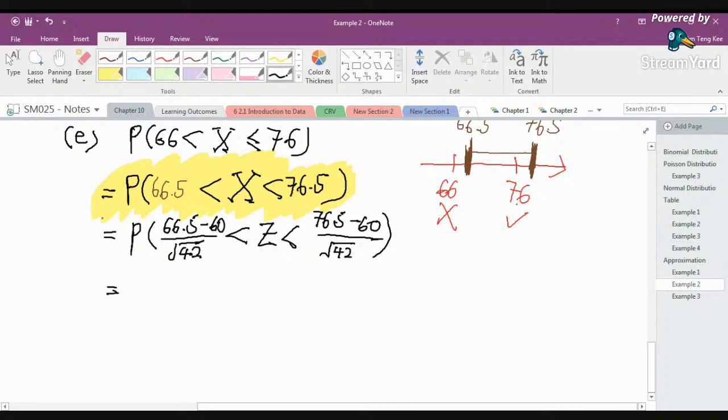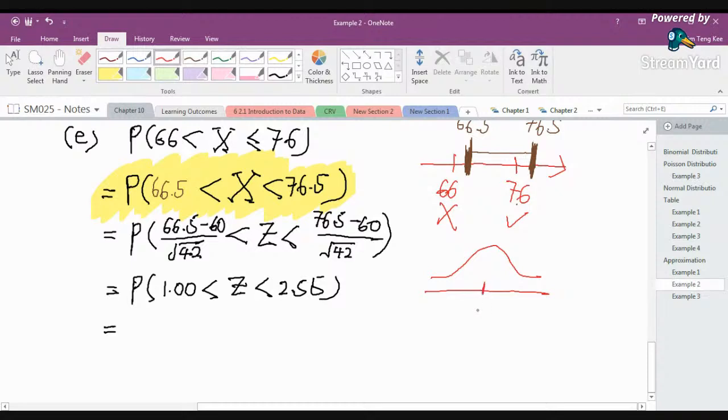And as a result now, simplify our answer into two decimal places. We find out that the first answer will be 1.00 less than z less than 2.55. So once again, we check with a number line. The middle is 0, here is 1, the other one is 2.55. The region will be somewhere I shaded in red now.